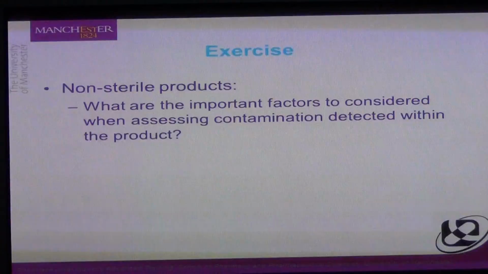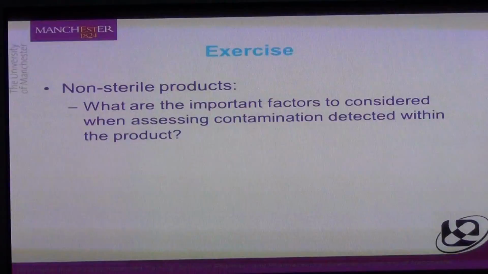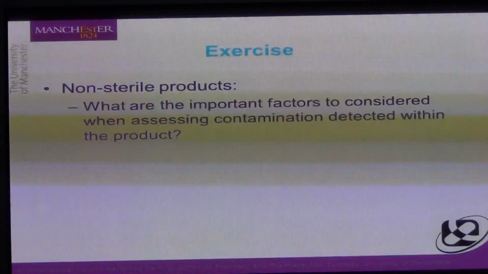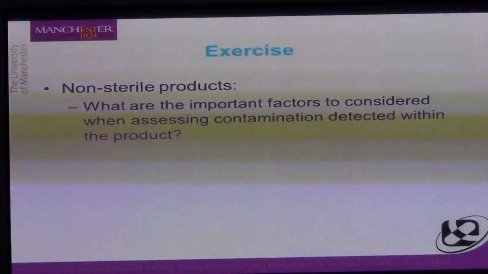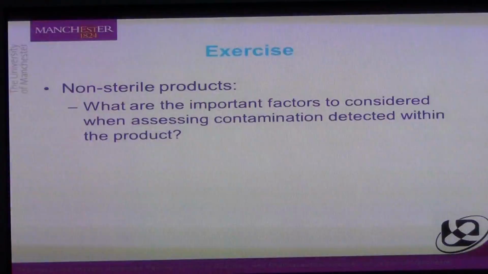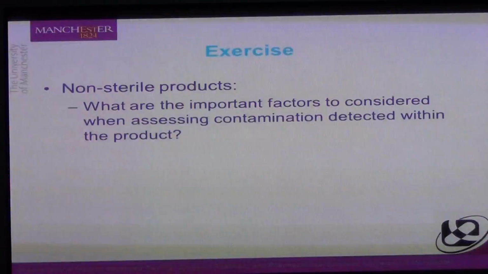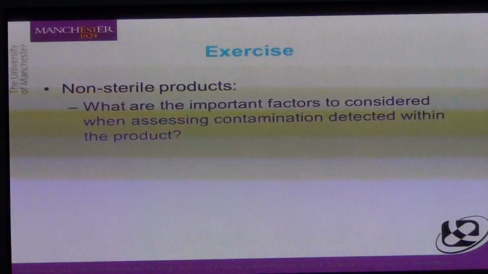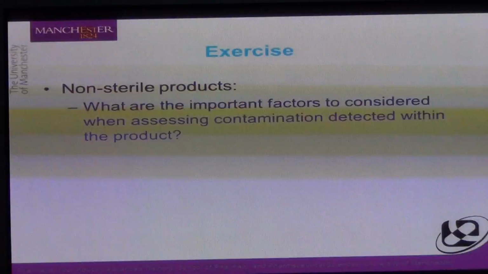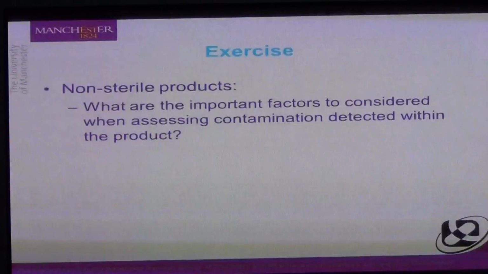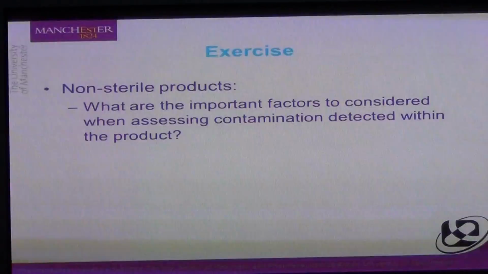Okay, it's time for another exercise. And this exercise is looking at non-sterile products. So what are the important factors to be considered when assessing contamination detected within a non-sterile product? You can also broaden this to consider what might be found in the environment as well. So again, if you go into groups, you may want to take maybe a little bit longer for this exercise, 10 to 15 minutes, but if you finish sooner, that's fine. Again, in your groups, at the end of it, if someone can feed back, and if you could have a group discussion into some of your findings, and I'll give some of my thoughts at the end of the exercise.